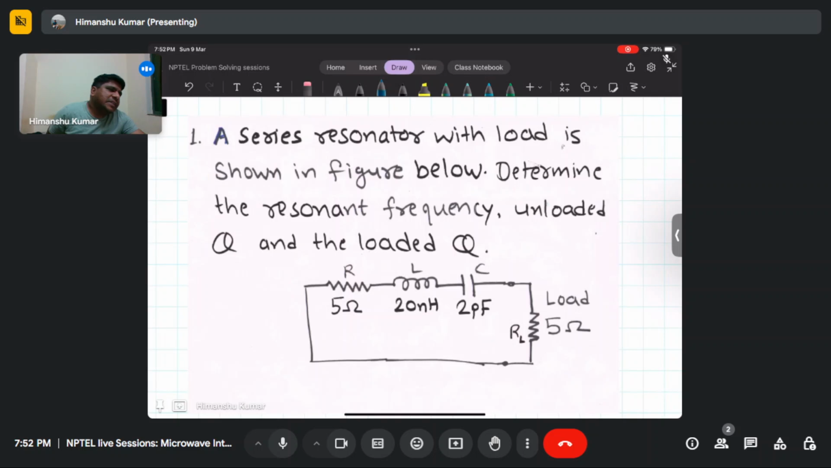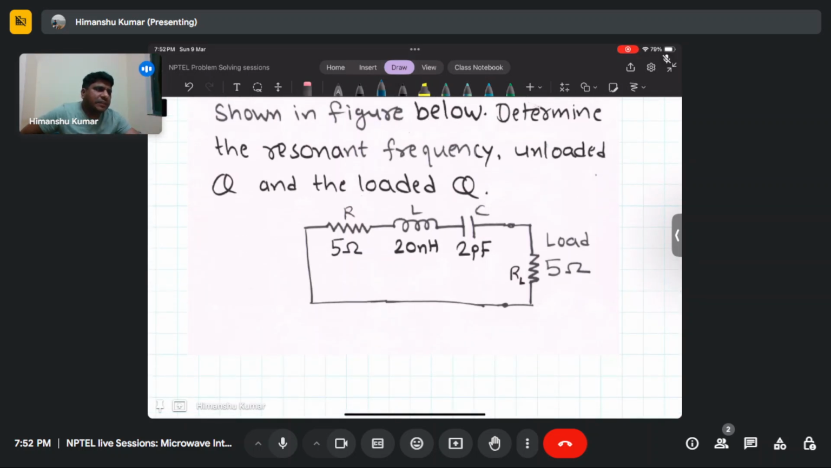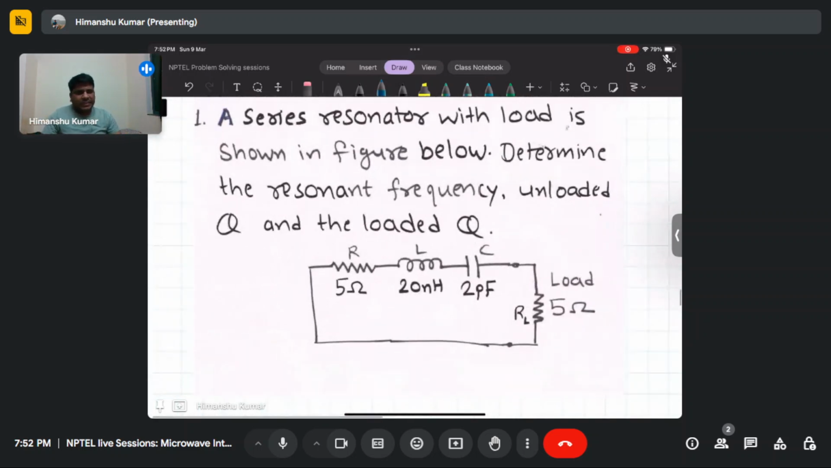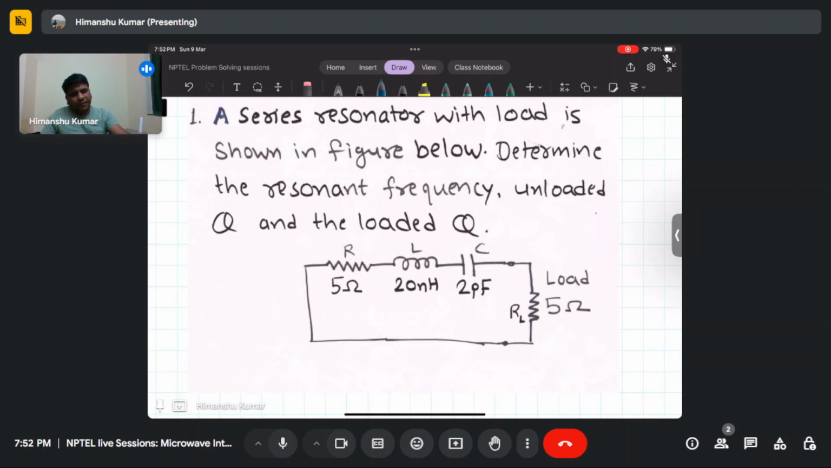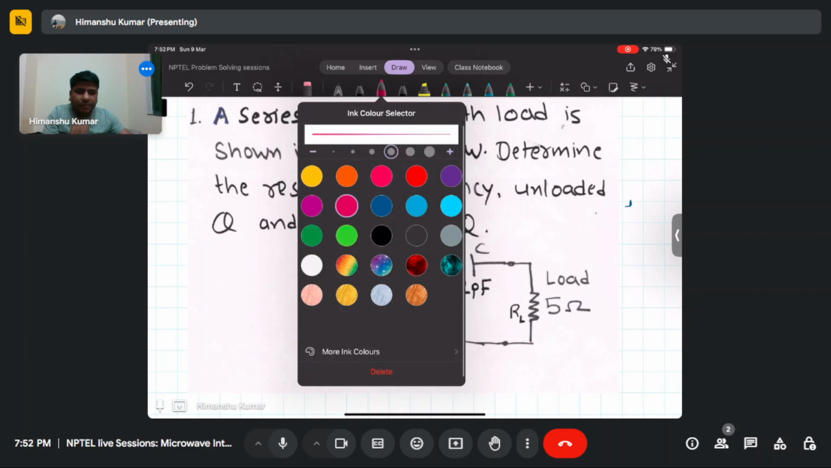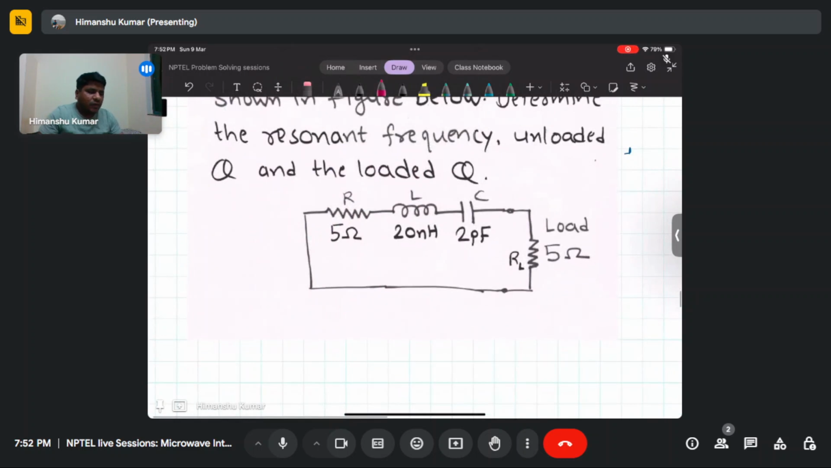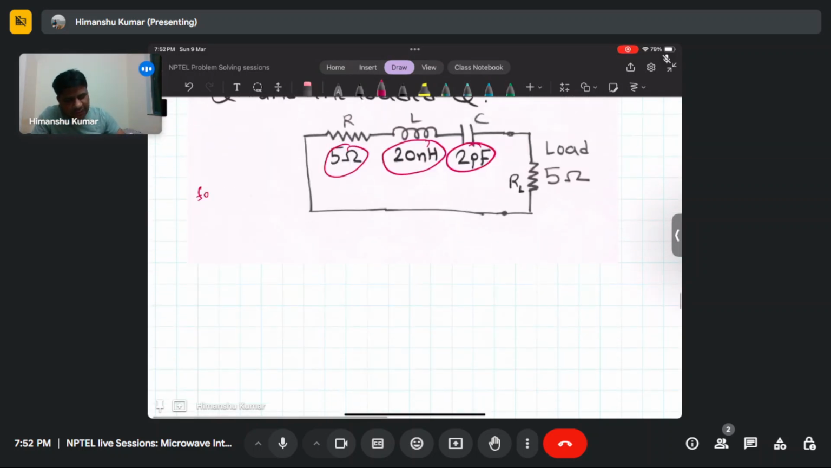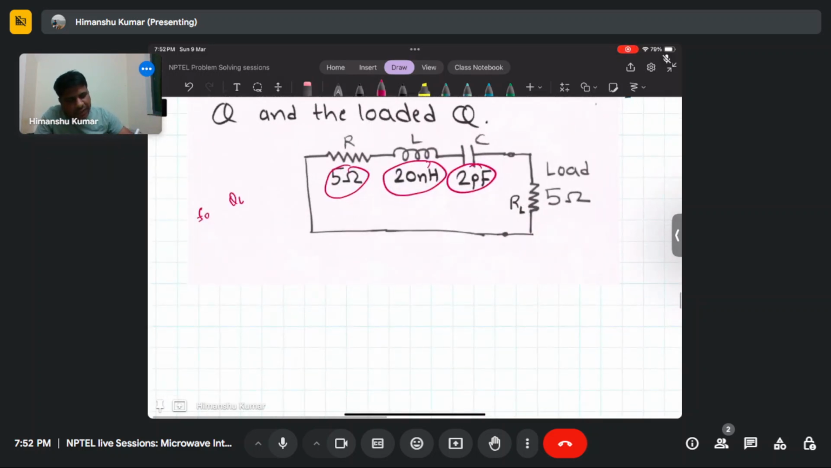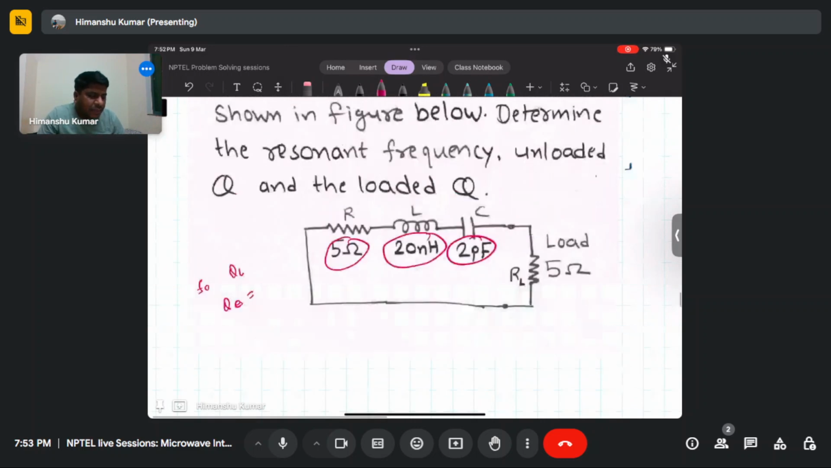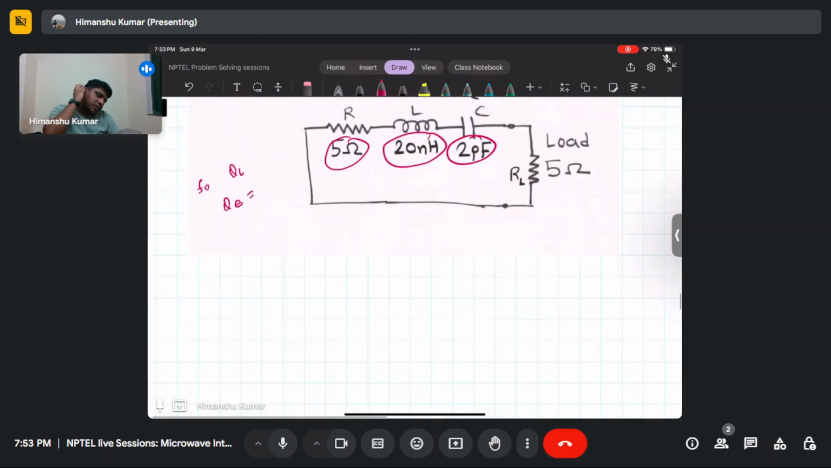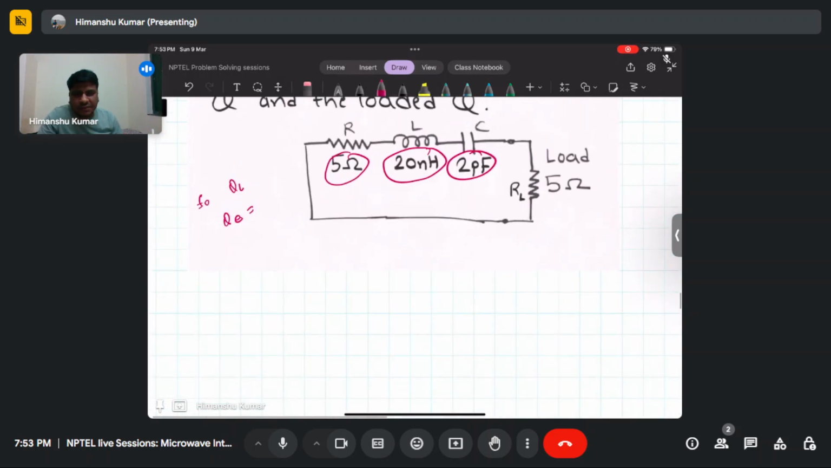In this problem we need to find the resonance frequency. A series RLC circuit, a series resonator, is given. The values of R, L, and C are given, and we need to find the resonance frequency F naught, the unloaded quality factor Q unloaded, and the external loaded quality factor Q external. As we can see, this is a series RLC circuit.